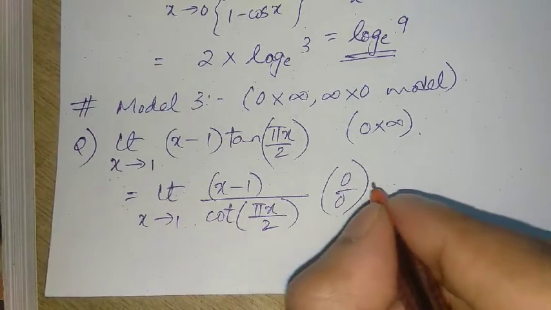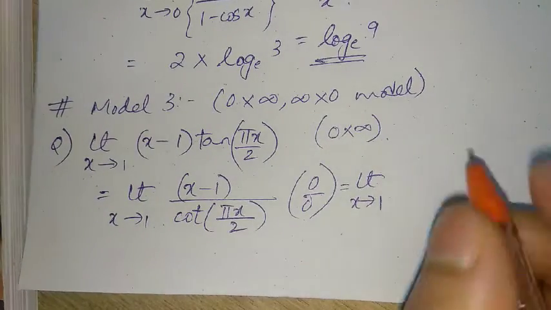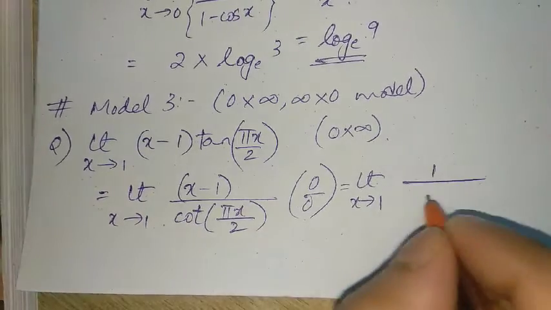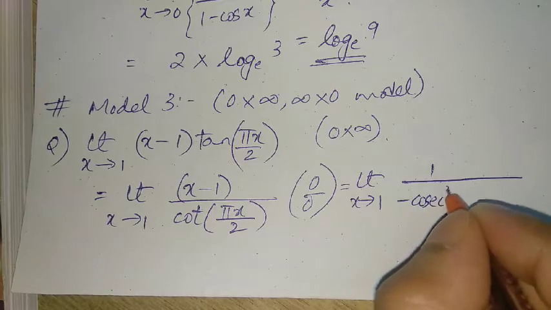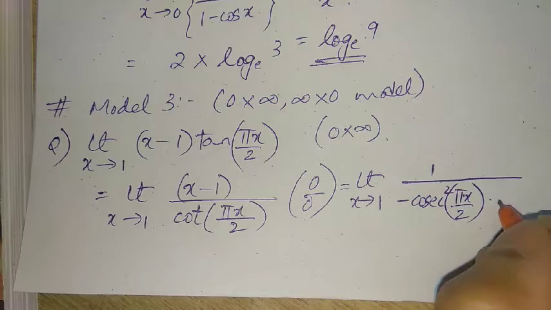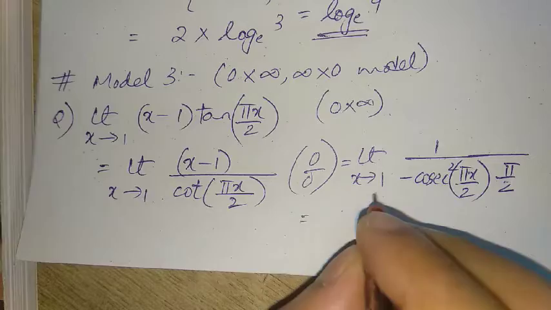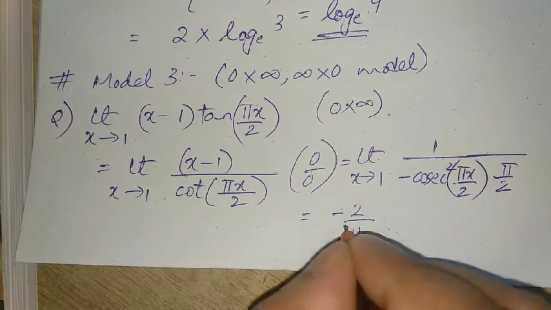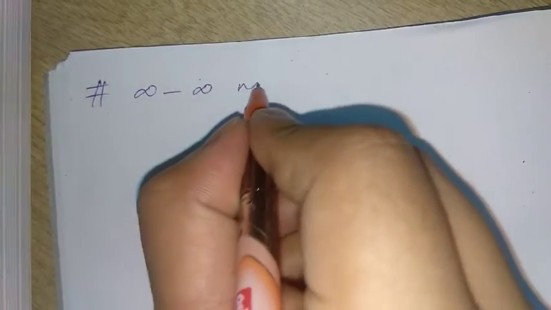So we can use L'Hopital's rule, limit x tends to 1. So we will get x minus 1. If we differentiate, we will get 1, and if we differentiate this, we will get minus cosec square pi x by 2, multiplied by pi by 2. If we simplify this, we will get the answer as minus 2 by pi. Okay, so this is your final answer. The next model is infinity minus infinity model.